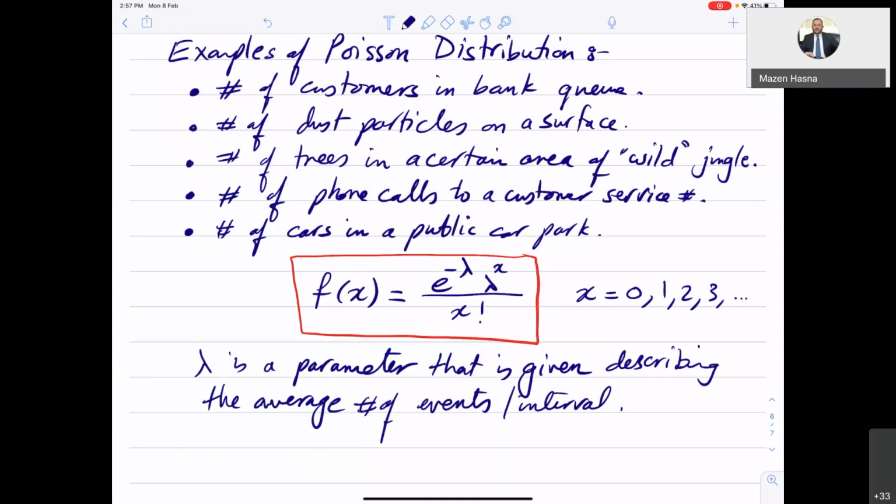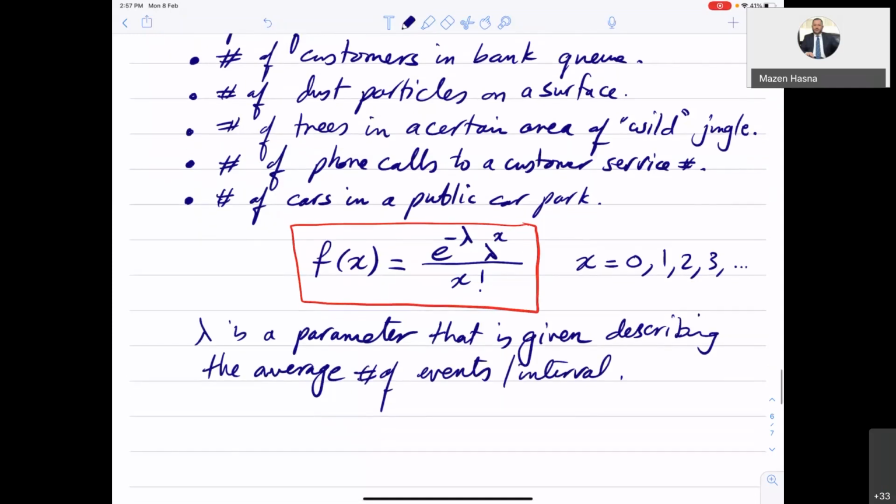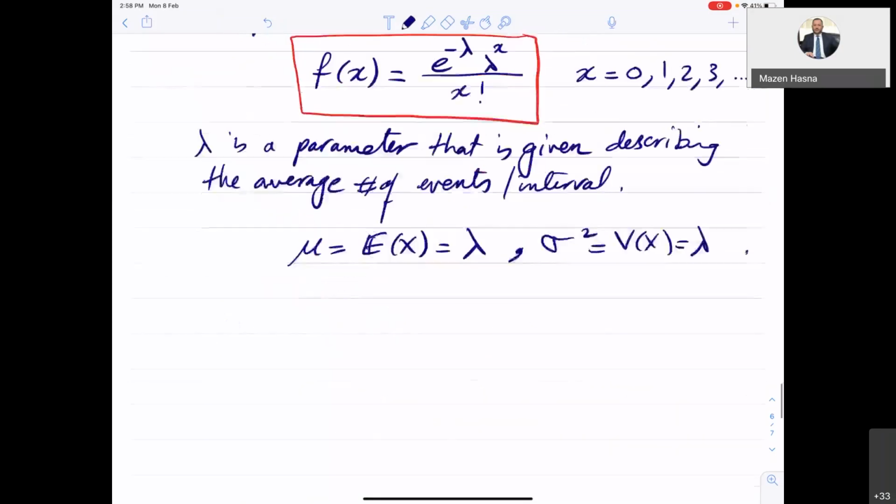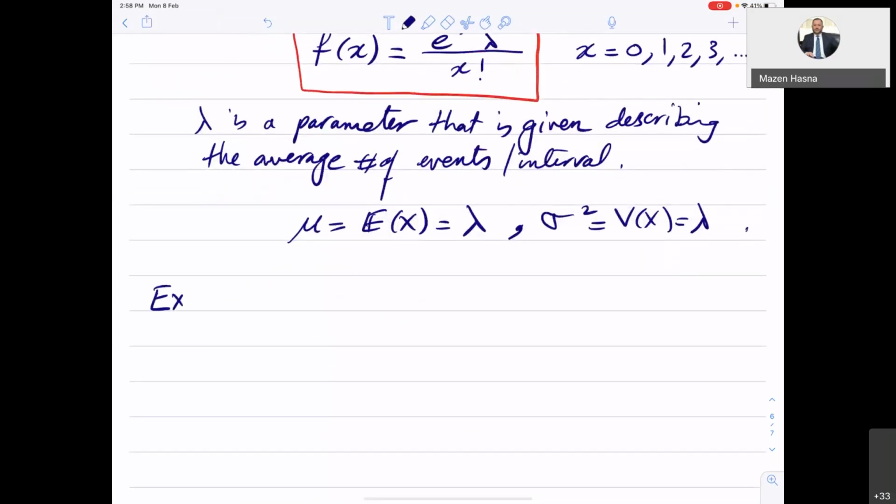So again, I want to emphasize that Poisson is a distribution that we use a lot. That's why I gave many examples to give you an idea about the randomness of the Poisson distribution. What's nice about Poisson is that its mean is lambda and its variance is also lambda. Right. Let's do an example and see how to use those formulas to solve for the Poisson distribution.